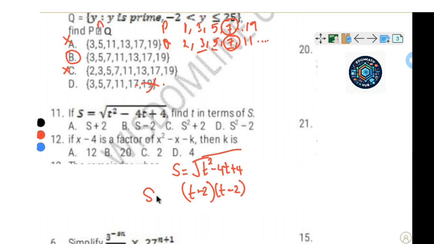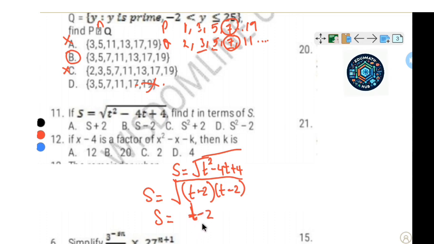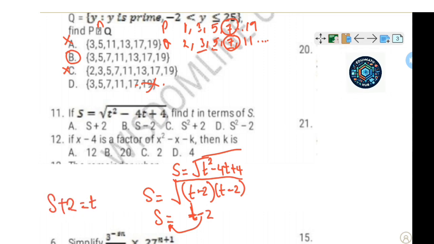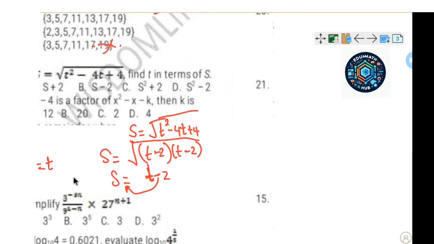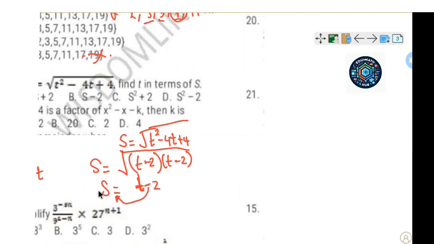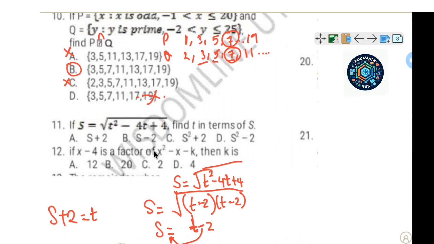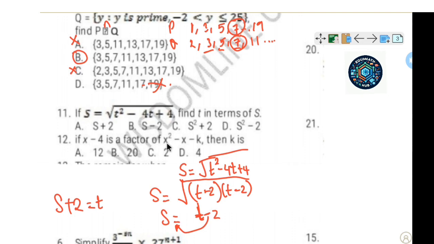Okay, so you have s equals the square root of (t minus 2)(t minus 2). So the square root of (t minus 2) squared will give you t minus 2. Then you have s here. So for you to make t alone, you have to bring this 2 to this side. So at the end of the day, you're going to have s plus 2 is equal to t. So that's the relationship. Go to your options and look for s plus 2. So that's A.